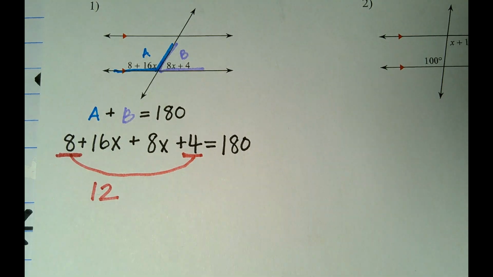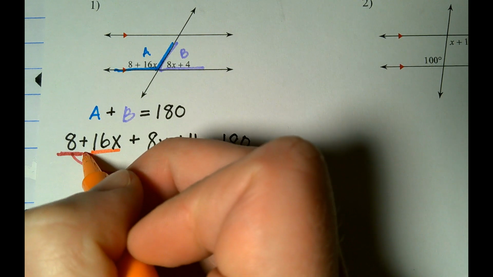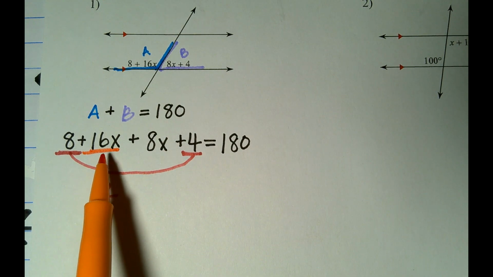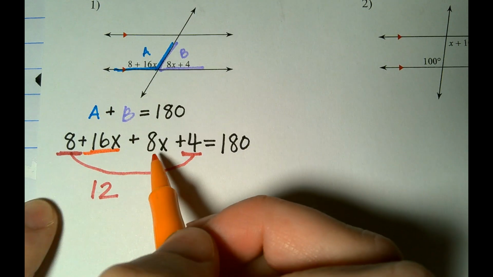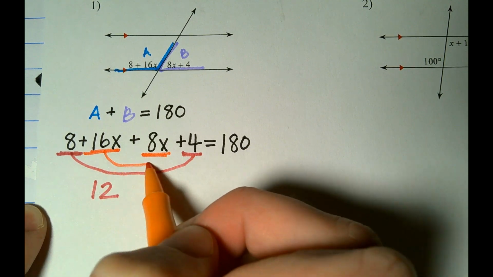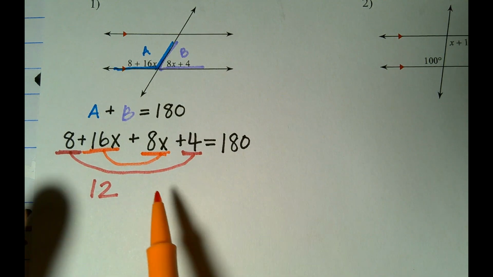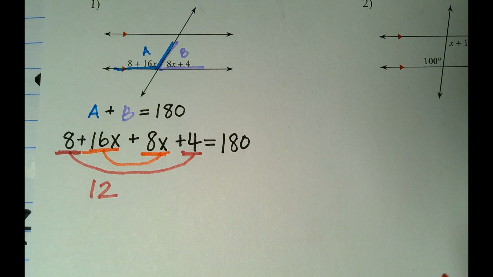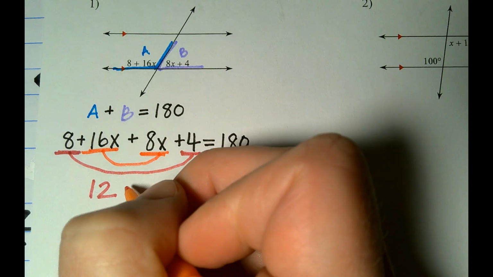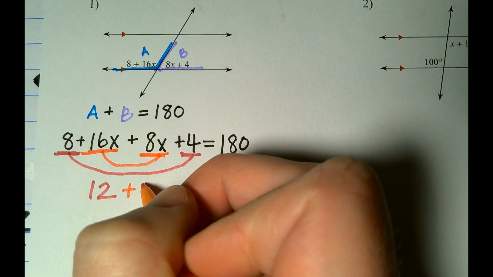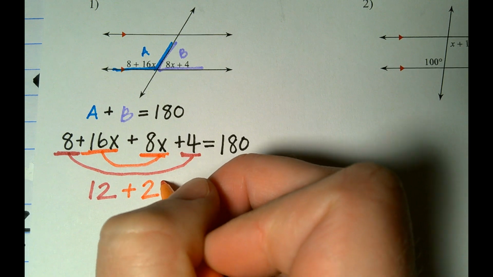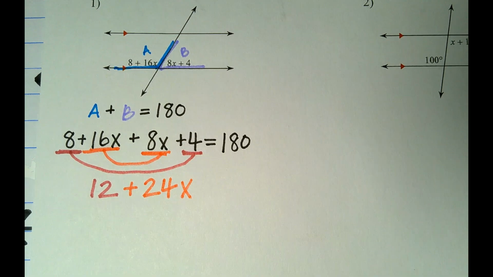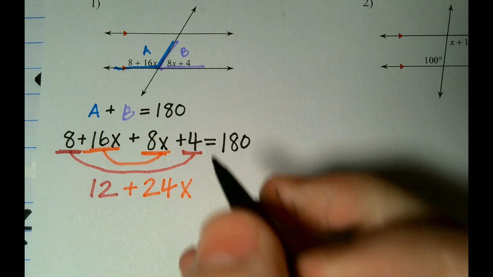12, 8, 9, 10, 11, 12. Yes, 12. Okay, and then next I have 16. Perfect. 16x and 8x. What happens when I put those together? 24x. So now I have 12 plus 24x equals 180.